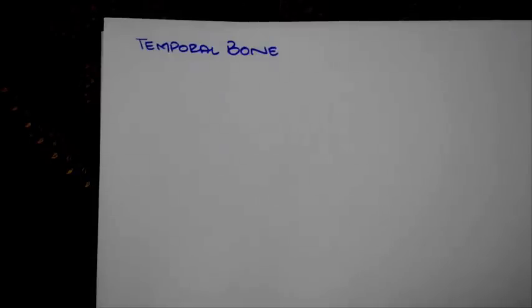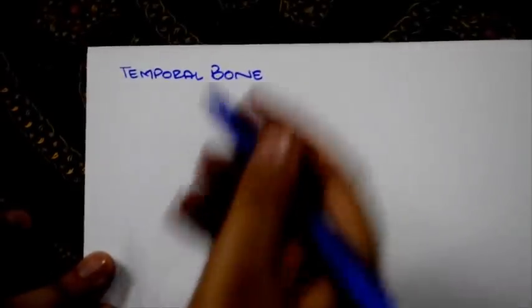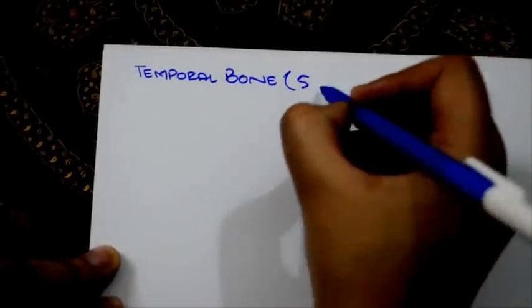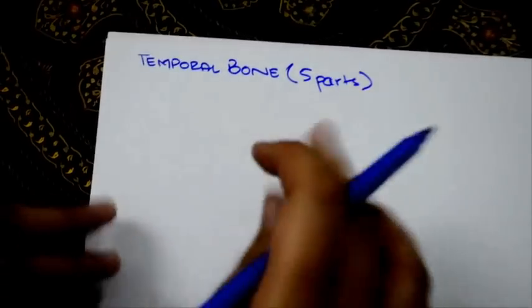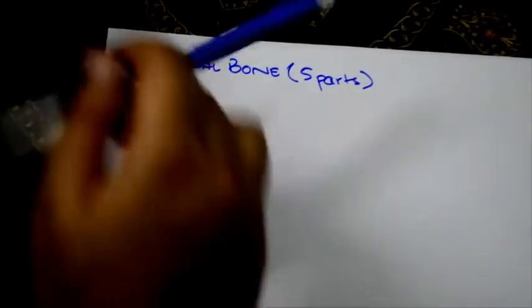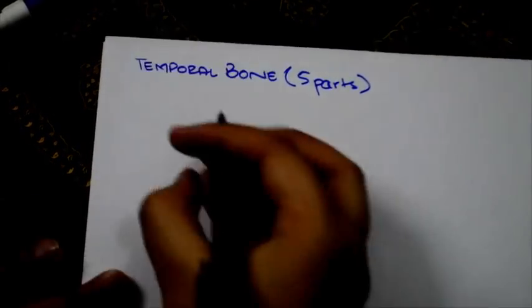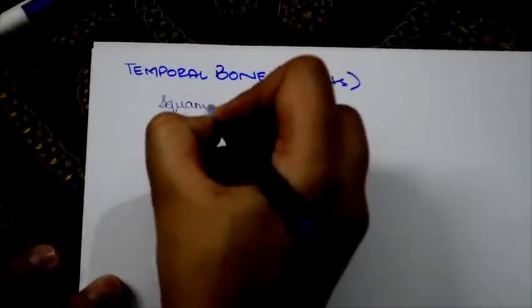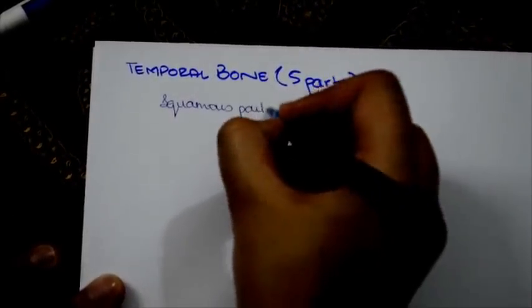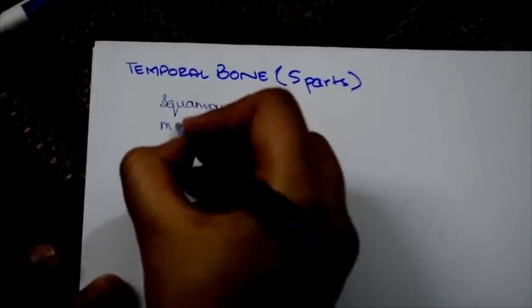Next, this is the next part of the head and neck that we're going to do, and in this part we're going to do bones that are very important in this region of the skeleton. So the temporal bone is what we're going to discuss. It has 5 parts, and those parts can be named as squamous part, mastoid process.